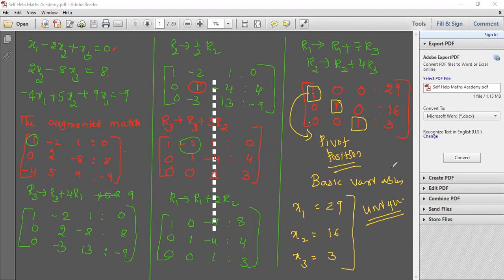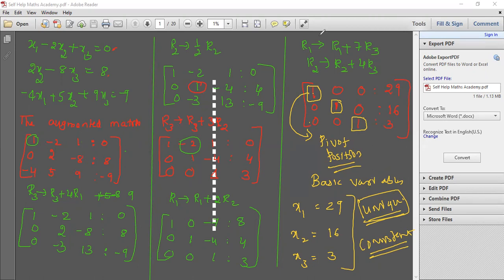Clearly this system has a solution, therefore it is a consistent system. And in particular, it has a unique solution. So the system is consistent, and that too it is unique. So this is one of the examples. I hope the consistent system with a unique solution is clear.